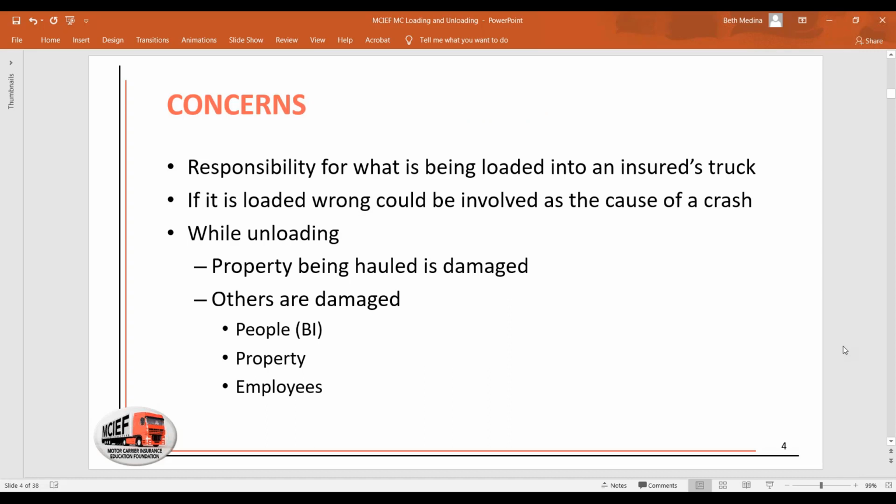Concerns: responsibility of what is being loaded into an insured's truck. If it's loaded wrong, it could be involved in a crash. While unloading, the property being hauled is damaged, or others are damaged, either bodily injury to people, the public, property damage to the public, or employees are injured.